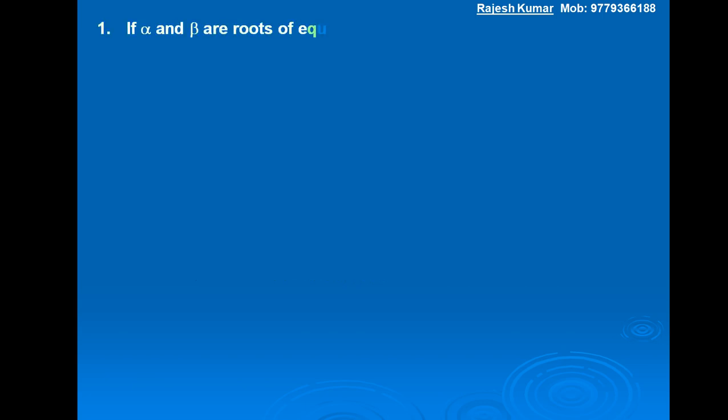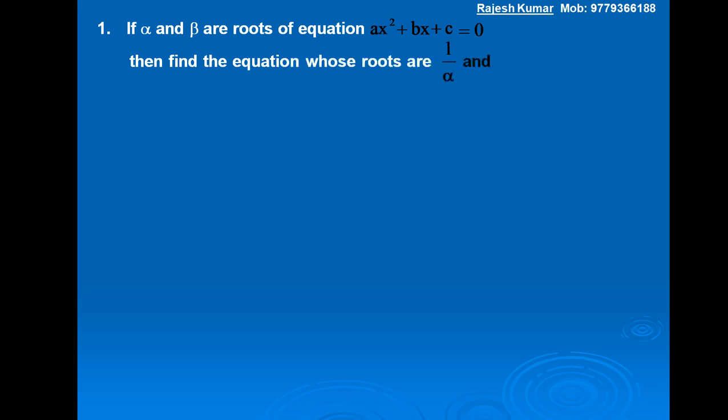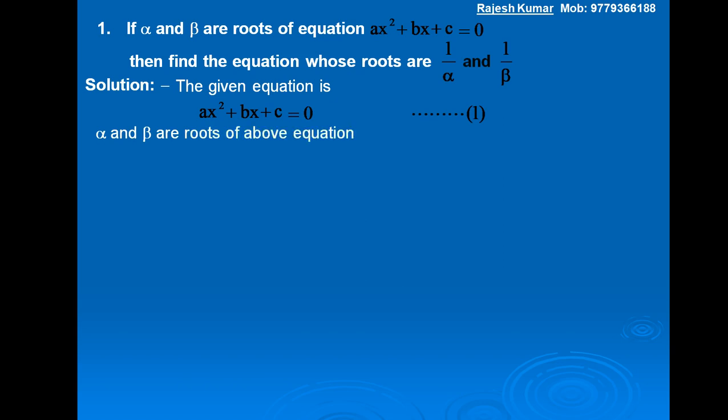Now consider an example. If alpha and beta are roots of the equation ax square plus bx plus c equal to 0, then find the equation whose roots are 1 upon alpha and 1 upon beta. Now the solution is, the given equation is ax square plus bx plus c is equal to 0. Let it be equation number 1. Alpha and beta are roots of the above equation.